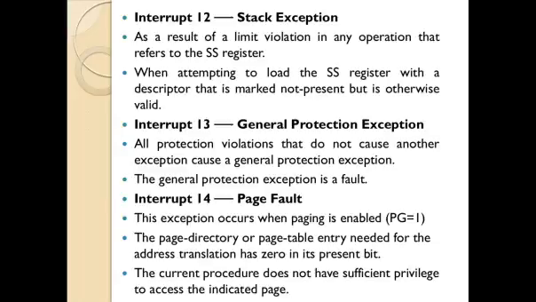Next is interrupt 14, page fault. This exception occurs when paging is enabled, that is the PG bit is set to 1, and the page directory or page table entry needed for the address translation has 0 in its present bit. That means the page directory or page table is not available, but the paging bit is set to 1, and the page directory or page table to be used is not present. In that case, it will generate a page fault exception.